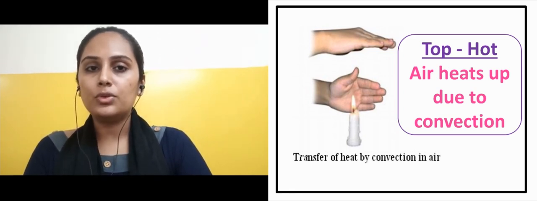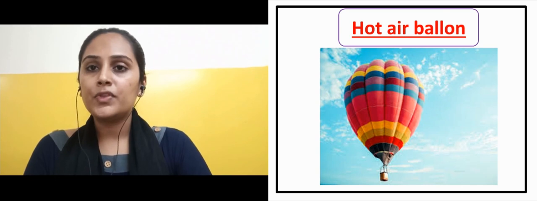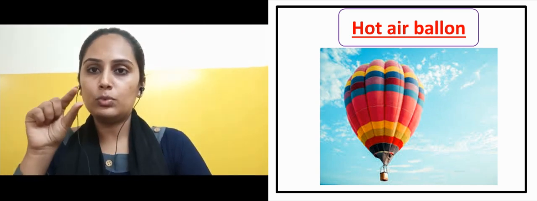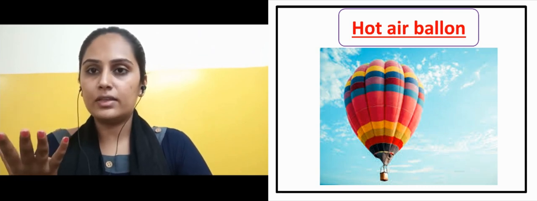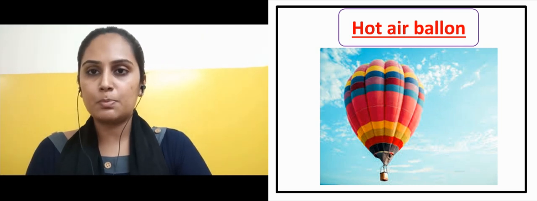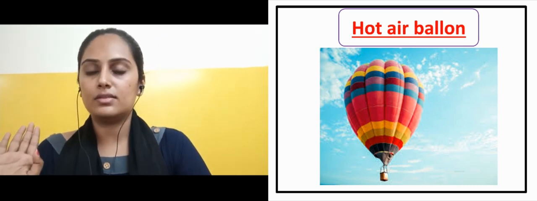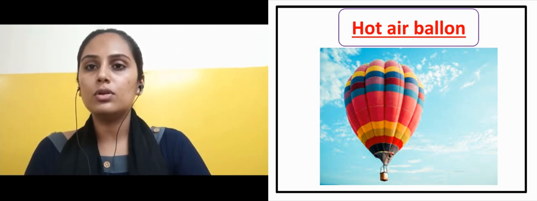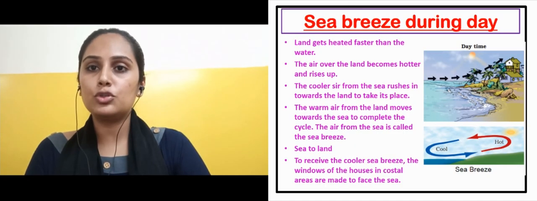Now another example of the same is the hot air balloon. Hot air balloon, you all might be aware of it, right? In that also, if you see below, there is a flame, there is a fire burning. As soon as the fire is there, the air starts getting heated, and the time it gets heated, it expands. The time it expands, it becomes lighter in weight, and as soon as it becomes light in weight, it rises up. So this is also a convection method.